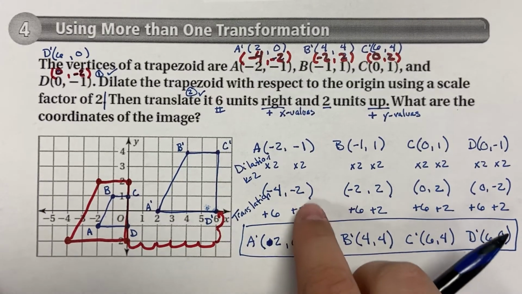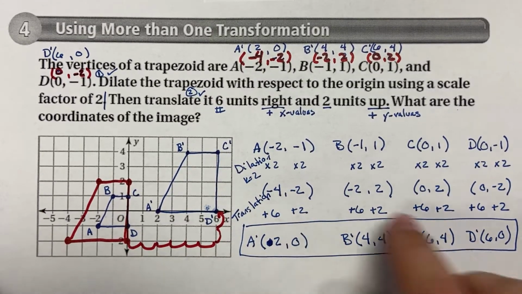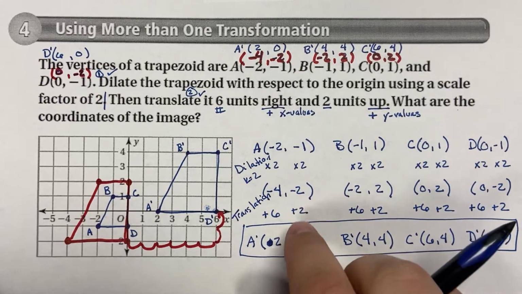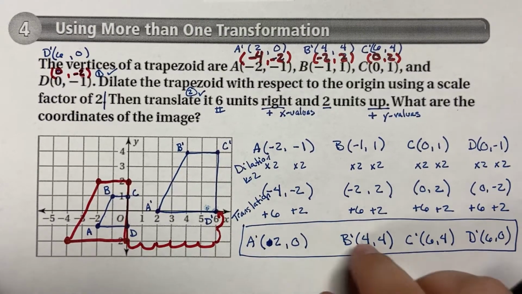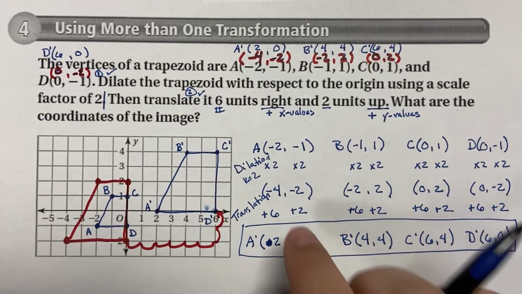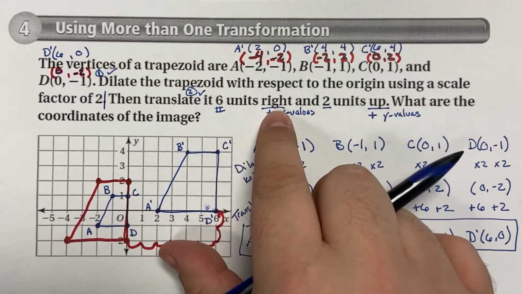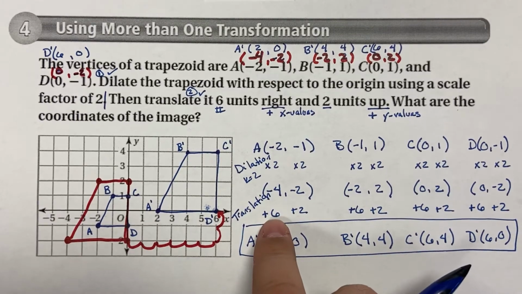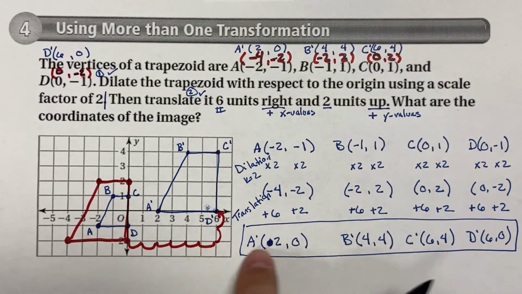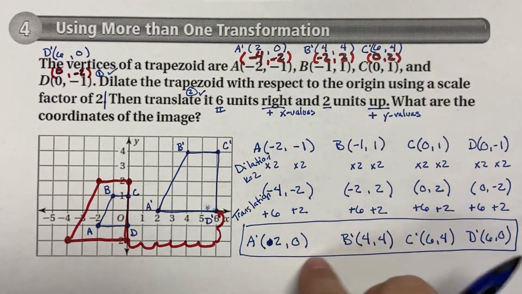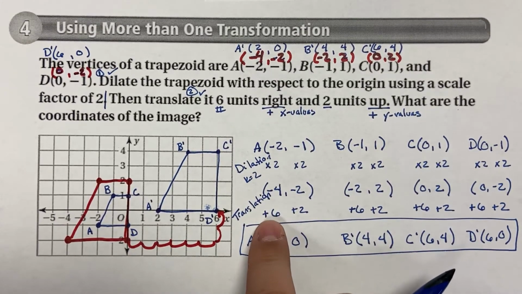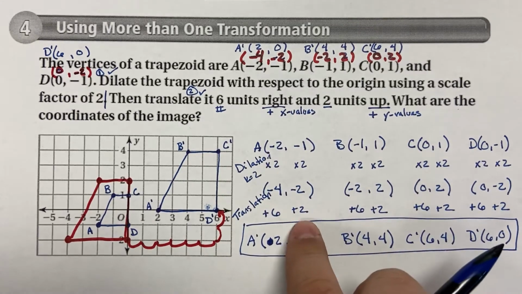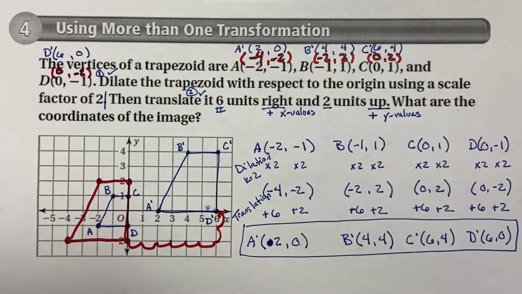You move up by adding 2 to all the y values. What I was thinking was to move left, if this said units left, you would actually subtract, because that's a negative movement. If you're going to move down, that's a negative movement, so you would subtract here as well. But we moved right, which is positive or adding, and we moved up, which is positive or adding as well.